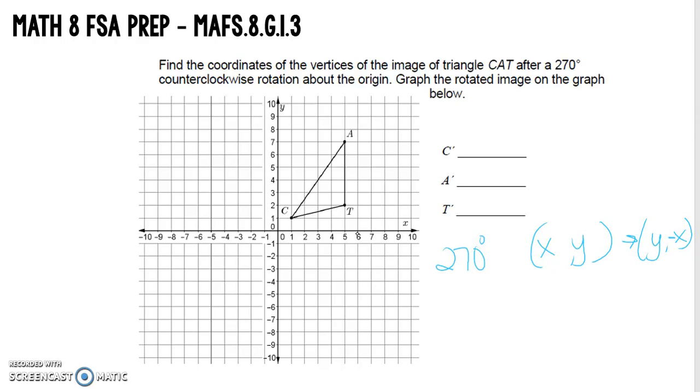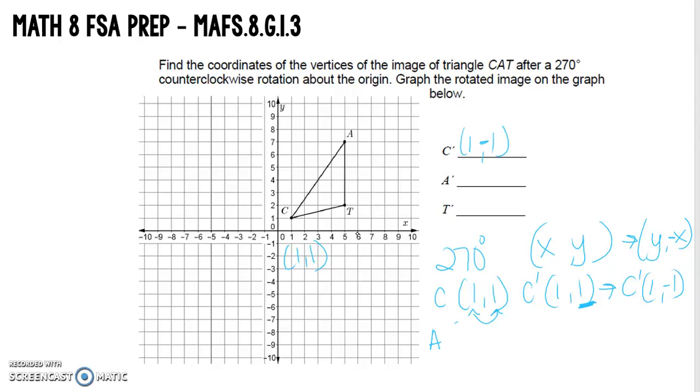So for instance, right here, this is at 1, 1. So when I take 1, 1 and I flip X and Y, I'm going to change their positions. So C is at 1, 1. C prime, I'm going to flip-flop their positions, which still is 1, 1. But then I'm going to put a negative sign on that second coordinate. So now this becomes 1, -1.